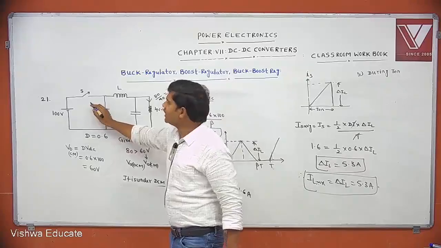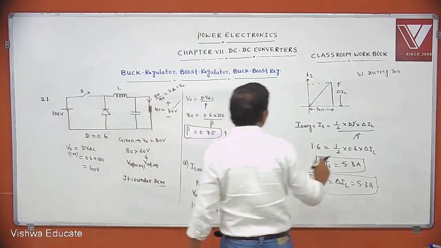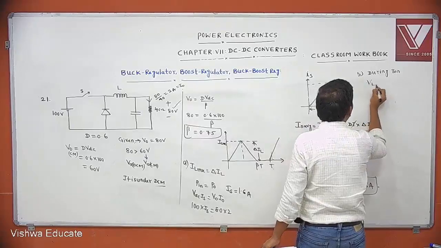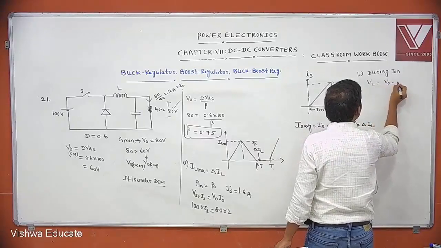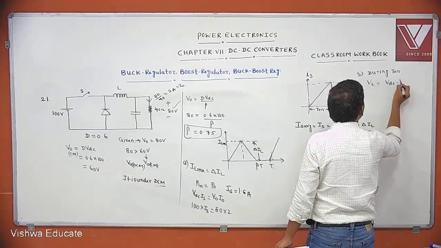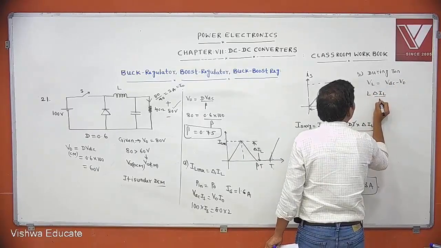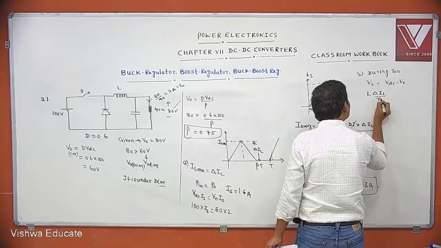When the switch is on, VL plus V0 equals VDC. Then what is VL on equal to? VL equals VDC minus V0, sorry, VDC minus V0. How do we define VL? VL equals L into delta L by T on, and T on is nothing but a dt.